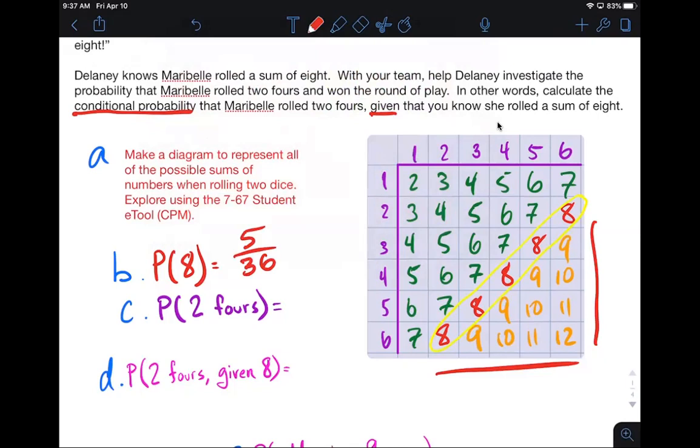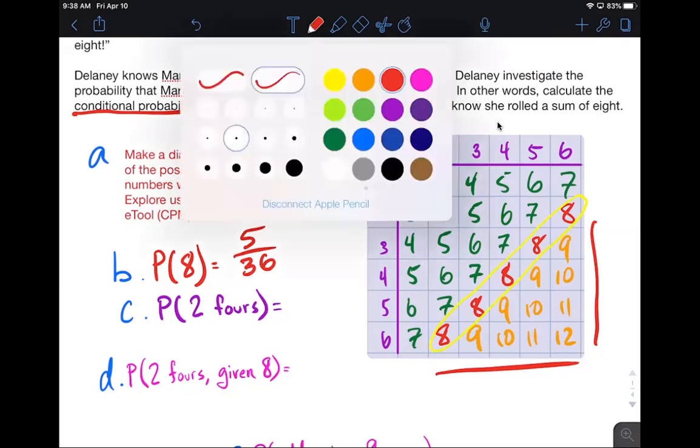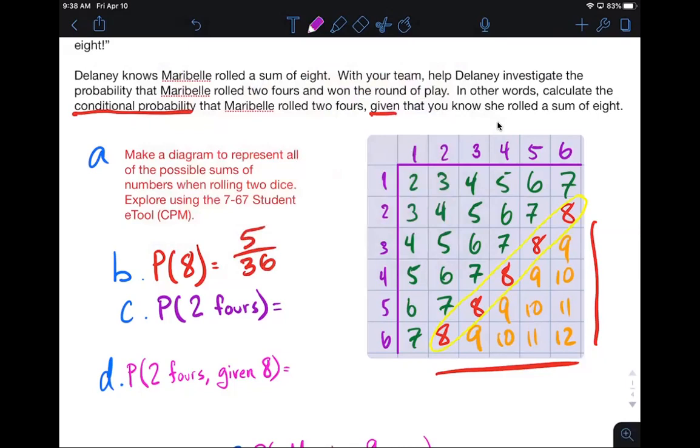All right. The second question that they ask here, what is the probability of getting 2 4s? Well, 2 4s, there's only one way that that happens. You get a 4 and a 4, and that's the only way you can get 2 4s. And so that's actually 1 out of 36.